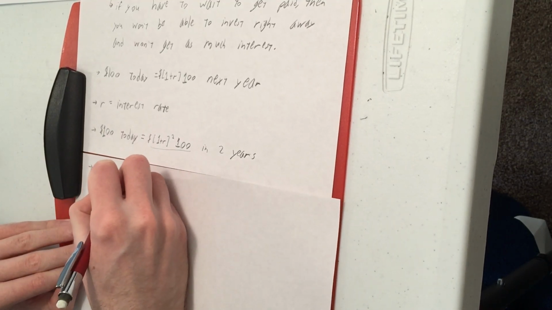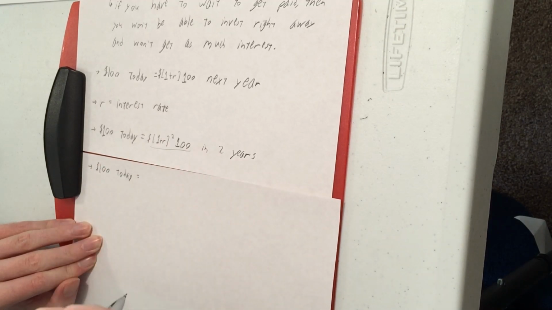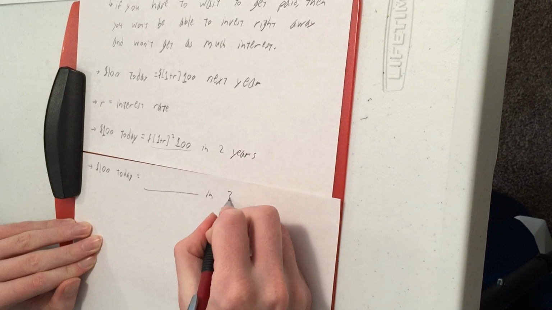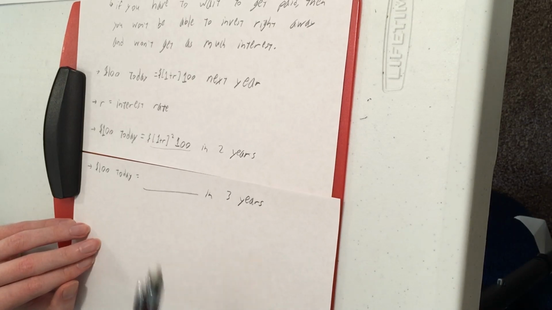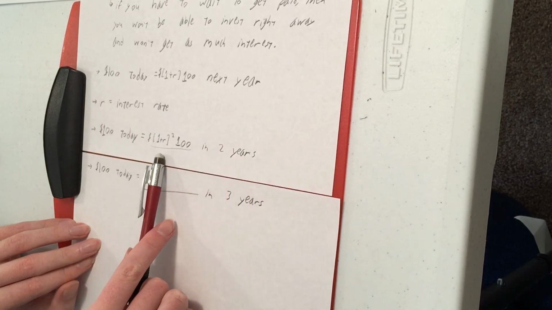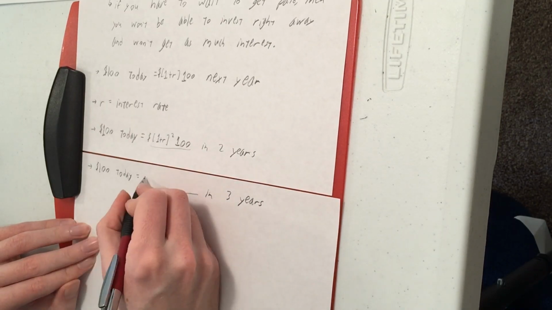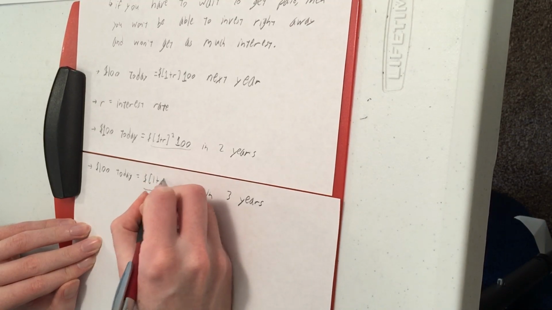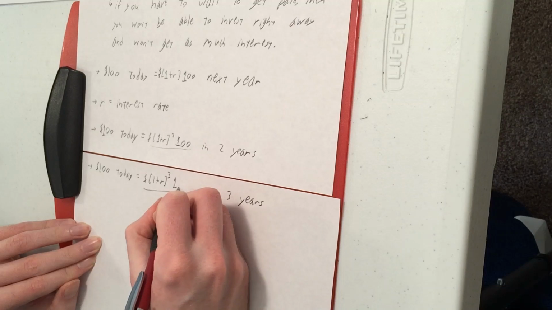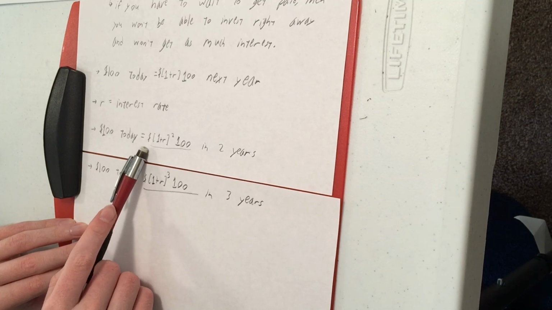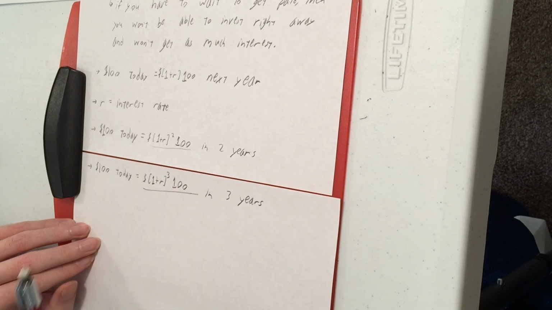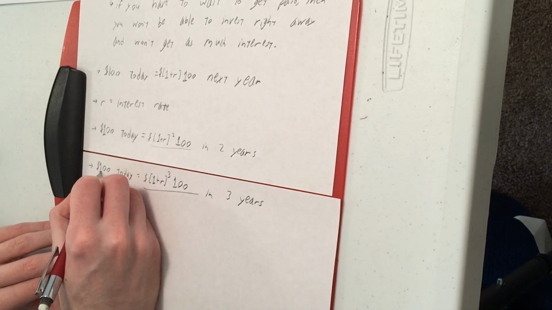So how much is $100 today worth in 3 years? Perhaps you're seeing the pattern by now. In 1 year, I got 1 plus r. 2 years, 1 plus r squared. So it seems natural that in 3 years, I get 1 plus r cubed. I got 1 plus r squared interest in 2 years. If I get another year of interest, that'll be another 1 plus r times 1 plus r squared. That comes out to 1 plus r cubed.